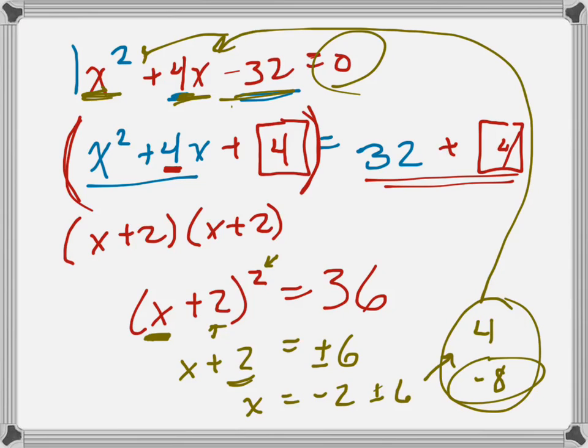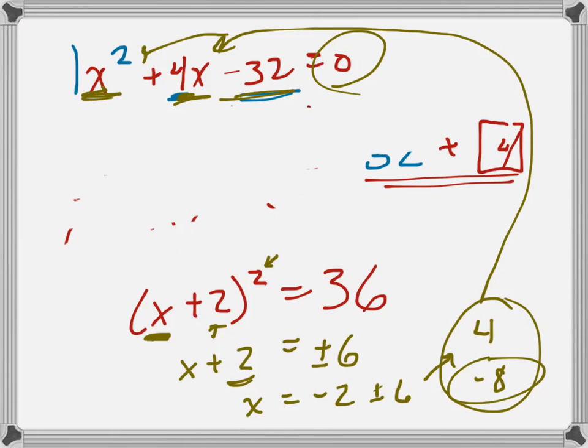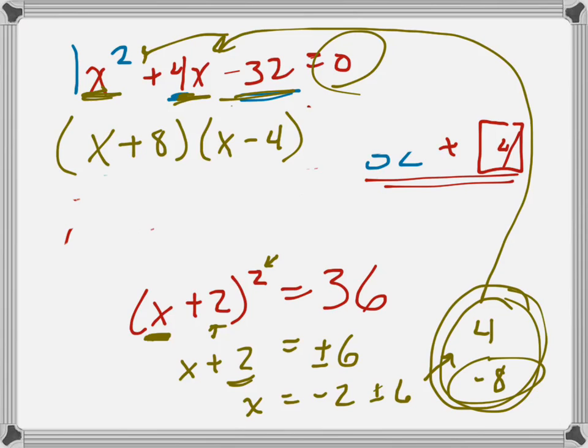Did you have to do it by completing the square? No. You could have done it by factoring. If you factored right away, what would you have gotten? You would have gotten x plus 8 times x minus 4. And what would your two answers have been? The same two answers. In fact, that's how I knew that's how it would have factored, because I looked at these two answers and I went backward to find the two factors, which is something else that I'm going to teach you how to do later. But that's what completing the square is.